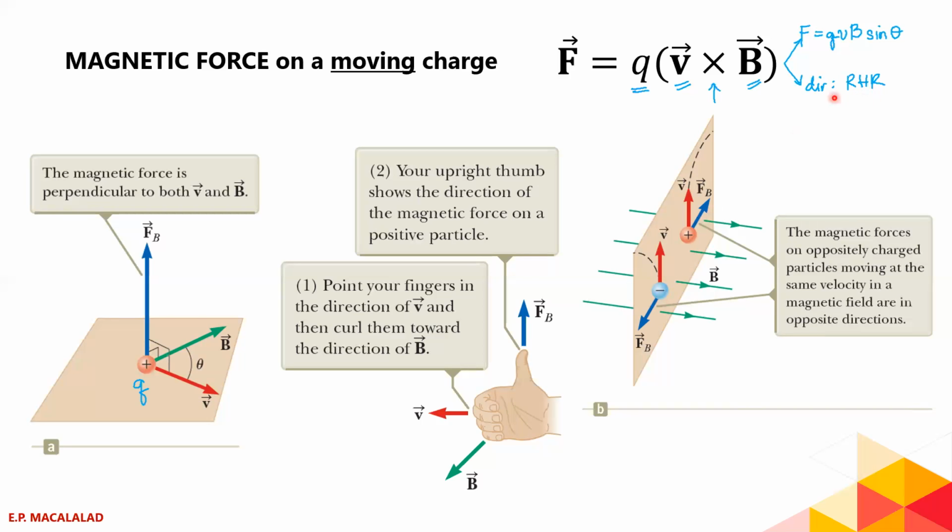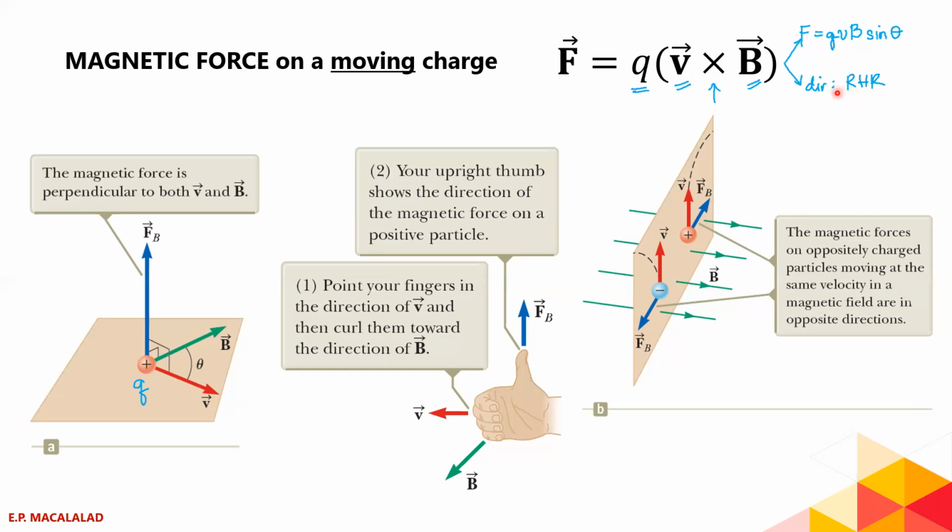However, the direction would be different. By right-hand rule, the magnetic force exerted on the positive charge here will be directed in this direction. Now, because this charge is the negative of this charge, the magnetic force will point in the opposite direction. So these two particles will experience the same magnitude of magnetic force, but in different directions.